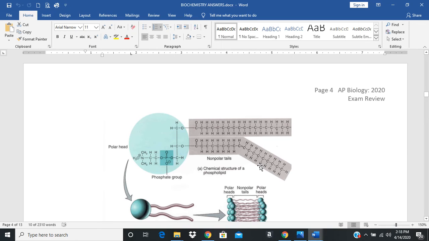Okay, unsaturated fats tend to form soft fats that are more flexible. Okay, like oils. And then we have this long saturated chain over here. Okay, which tends to form more rigid structures.